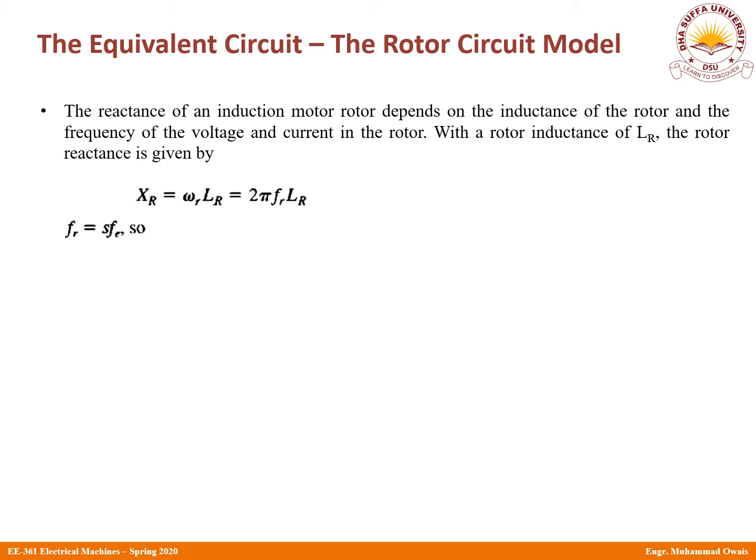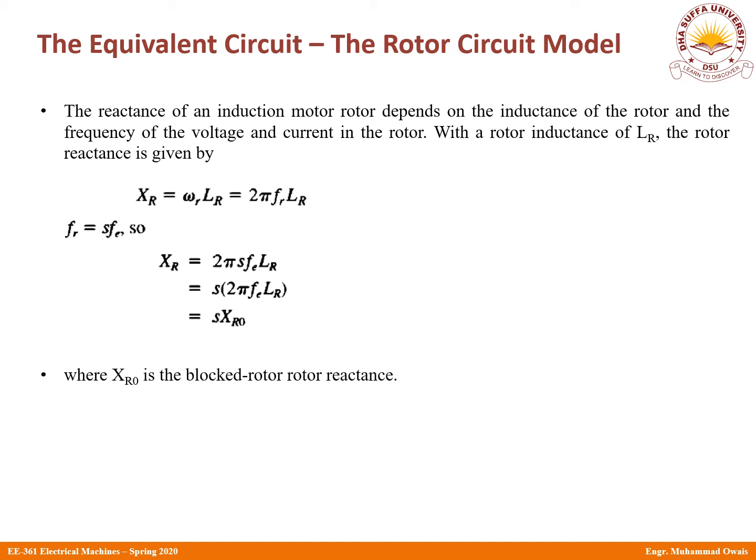So place it here and then you will have this relationship. So now you see that XR is actually depending on this S. Once you simplify this, this will be this relationship. So XR is equal to S into XR naught. So what is XR naught? XR naught is 2 pi FE into LR.